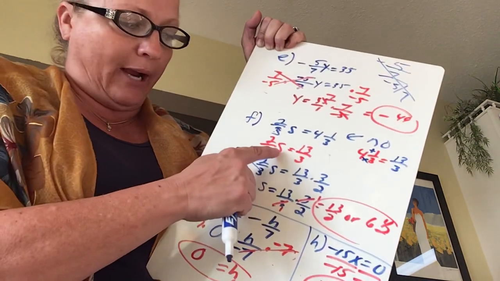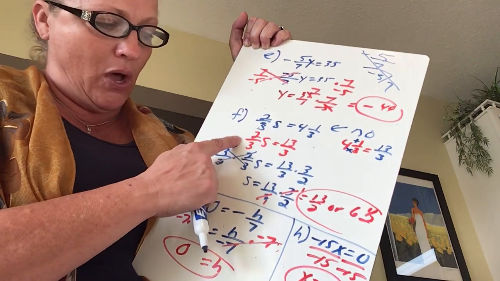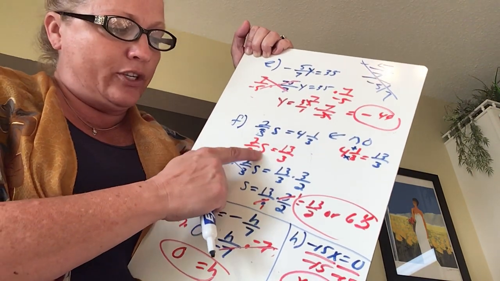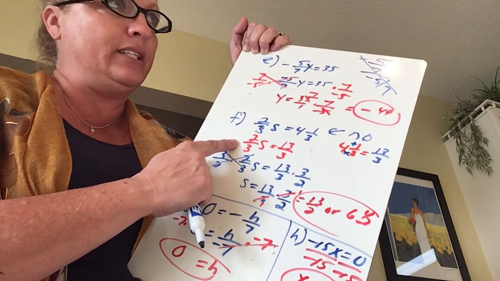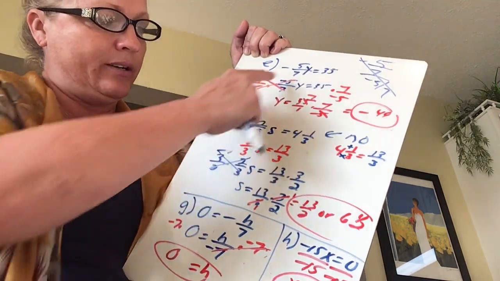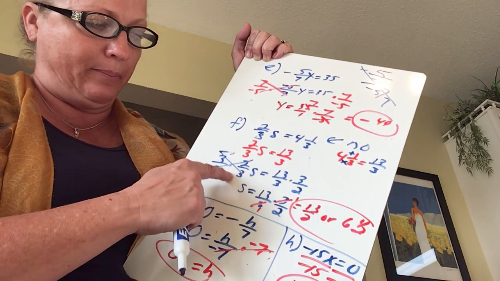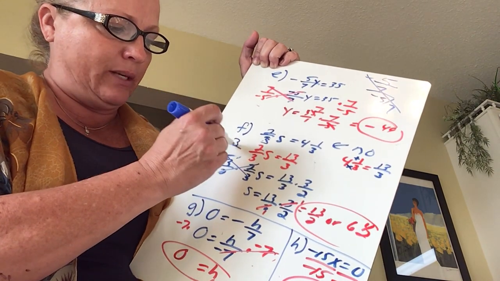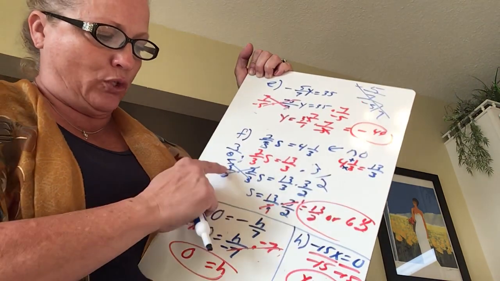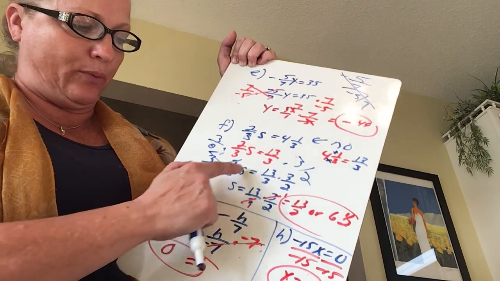Now, remember, I want to get S by itself. Here's a fraction. Remember, no fear of fractions. 2/3 is multiplying S. So yes, I could divide by 2/3, but we don't want to divide by fractions. What are we going to do here? Same thing up here. I'm going to multiply by the reciprocal. What's the reciprocal of 2/3? It is 3/2. Those reduce. A number times its reciprocal is 1.